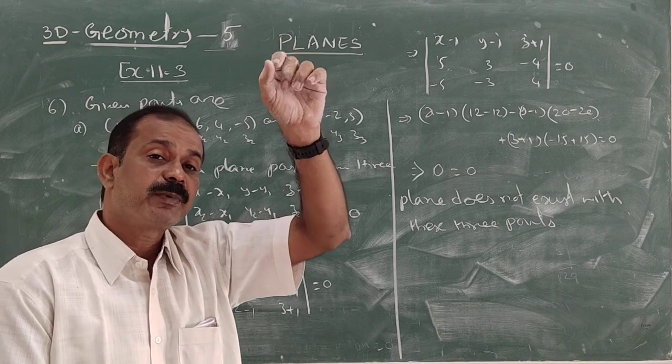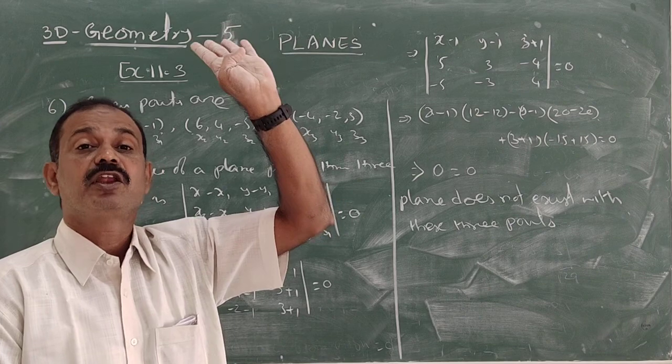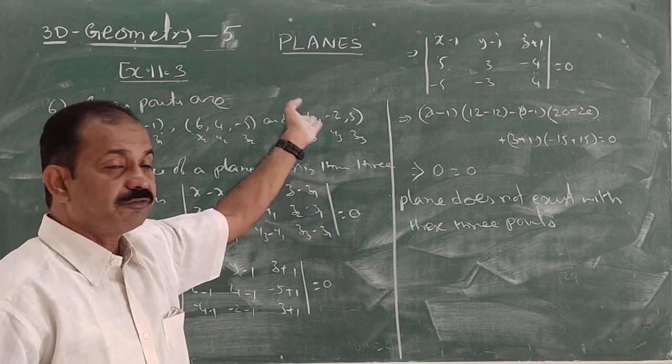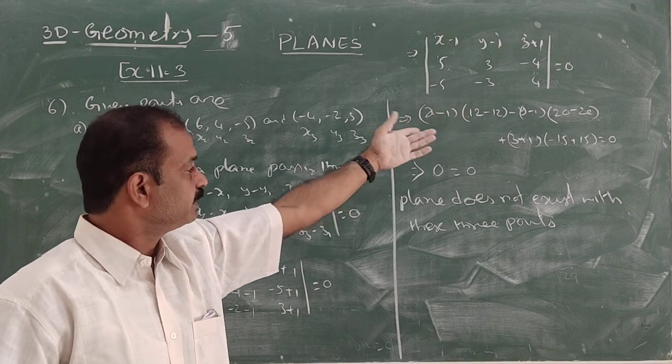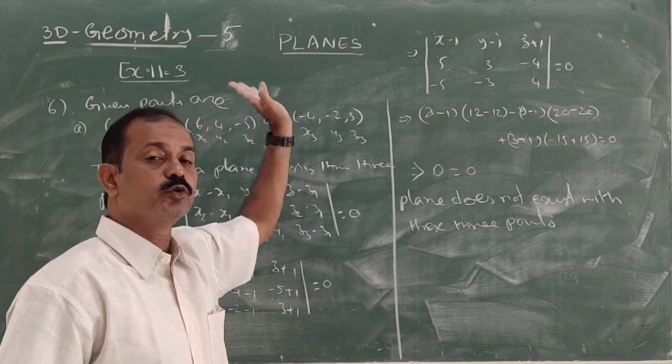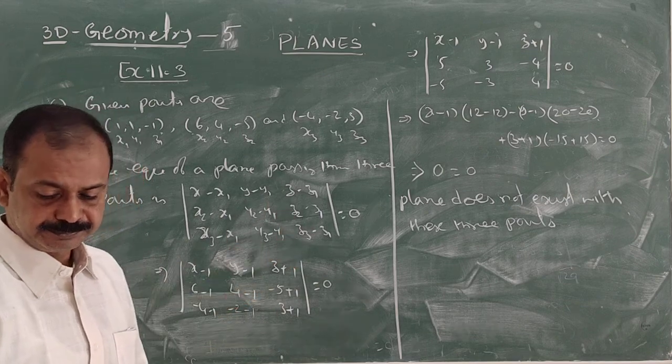Because whenever a plane is uniquely determined, these 3 points must be non-collinear. Only when non-collinear will the plane be determined. But here it is not determined, meaning those 3 points are lying on the same line. I hope it is clear.